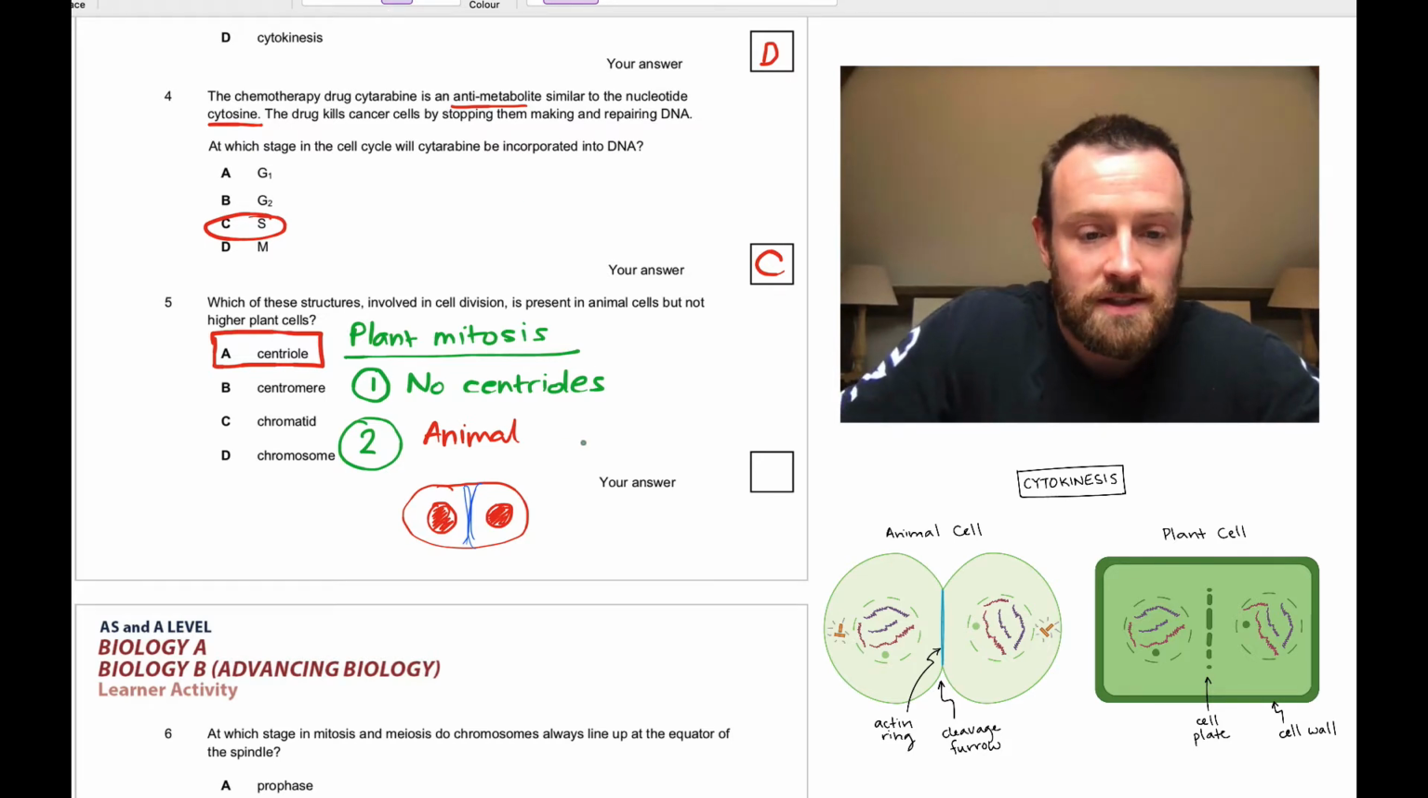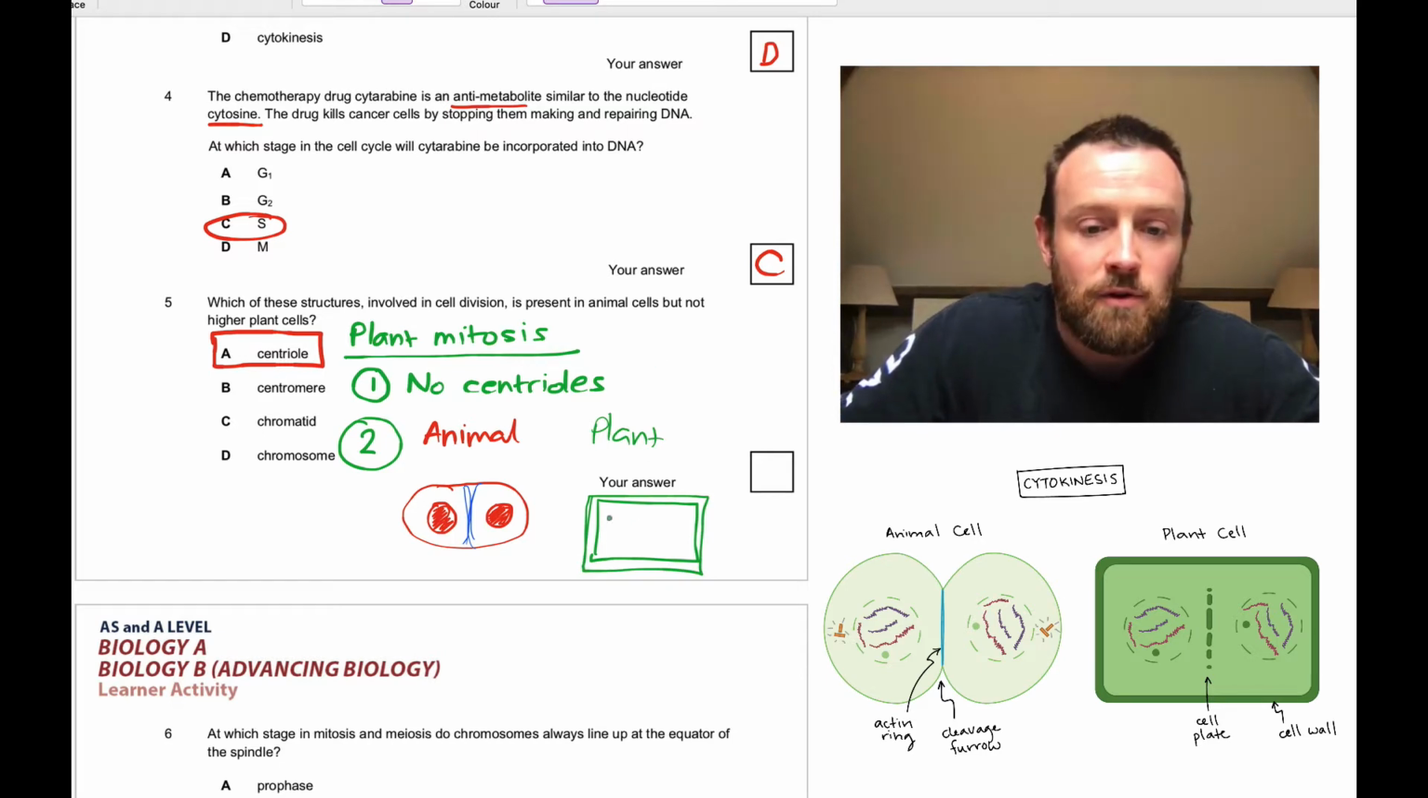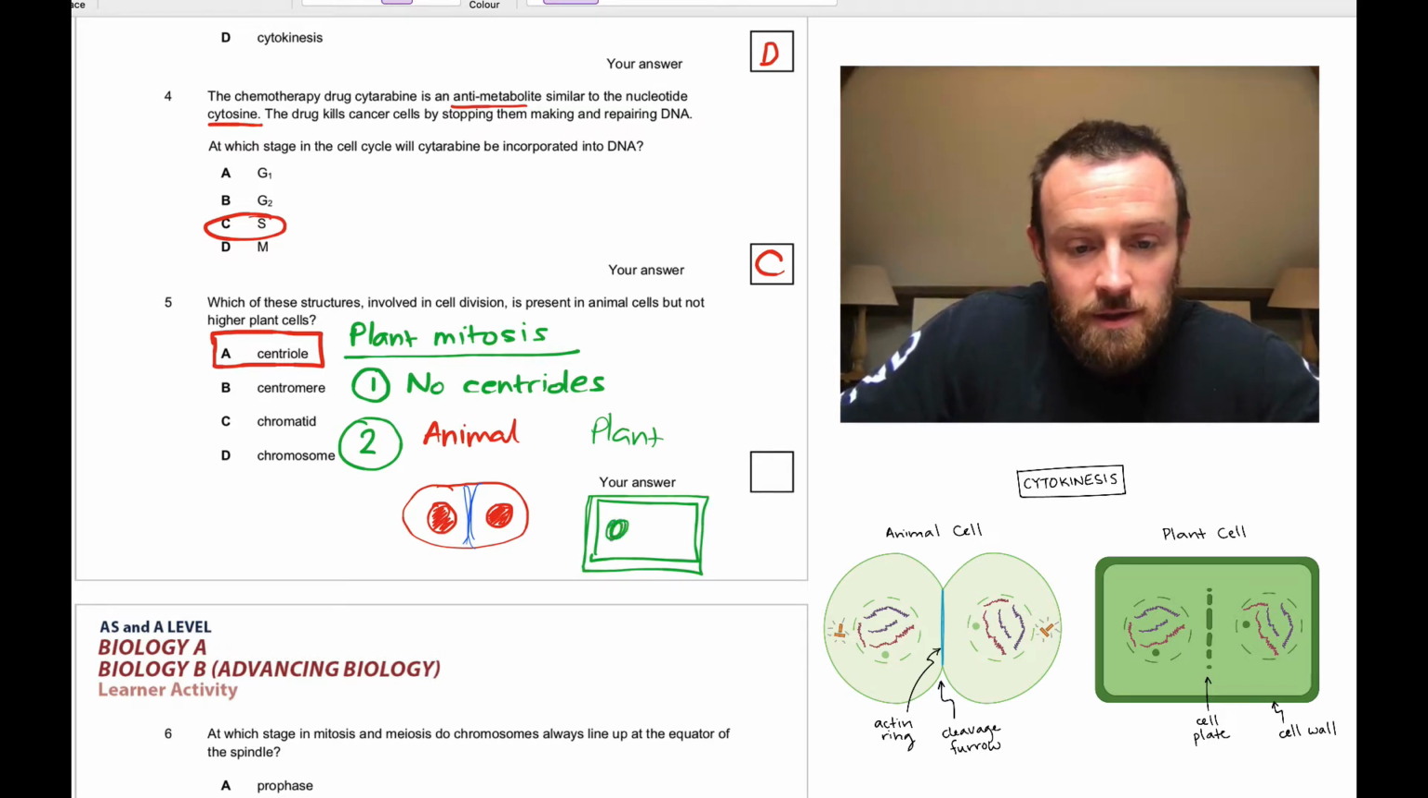So in a plant cell, what happens is you have, it's kind of squarish for a start because it's got a cell wall. So I'll try and draw that like that. We've got those two nuclei. So here's one nucleus over here. Here's one nucleus over here.